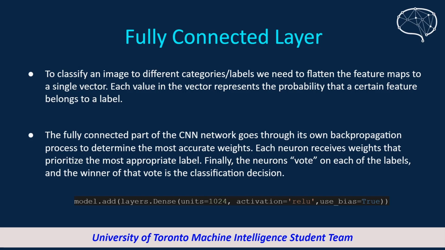The fully connected part of the CNN goes through its own backpropagation process to determine the most accurate weights. Each neuron receives weights that prioritize the most appropriate label. Finally, the neurons vote on each of the labels, and the winner of that vote is the classification decision. To implement the fully connected layer in a CNN, we can use the Keras code below in Python.